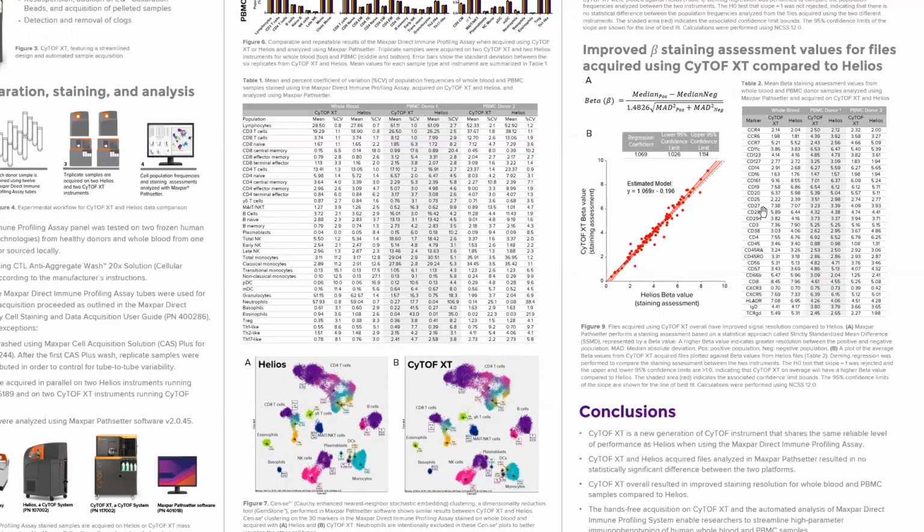We did a Deming regression analysis and performed it to compare the staining assessment between these two different instruments. The H0 test that slope equals 1 was rejected, and the upper and lower 95% confidence limits are more than 1. This indicates that CyTOF XT on average will have a higher beta value as compared with the Helios. The shaded area, which is red, indicates the associated confidence limit bound. The 95% confidence limits of the slope are shown here for the line of best fit.